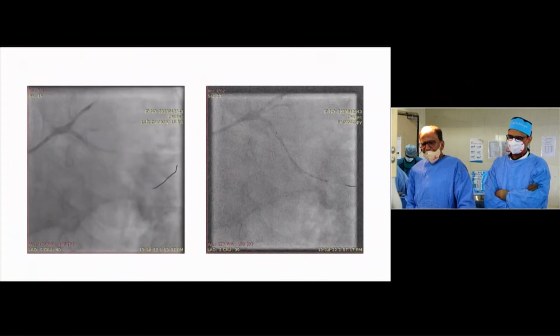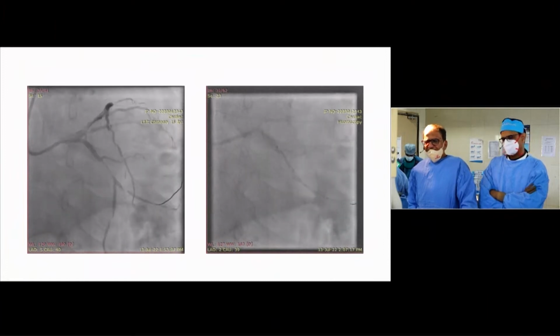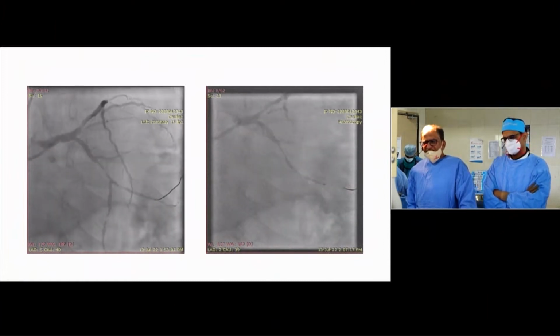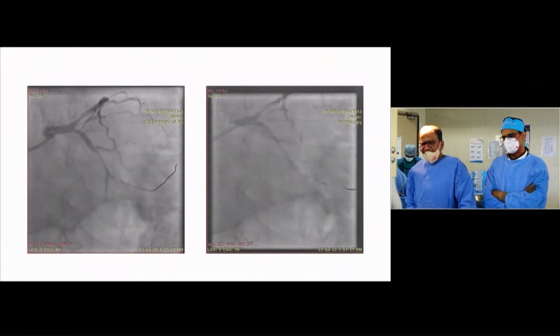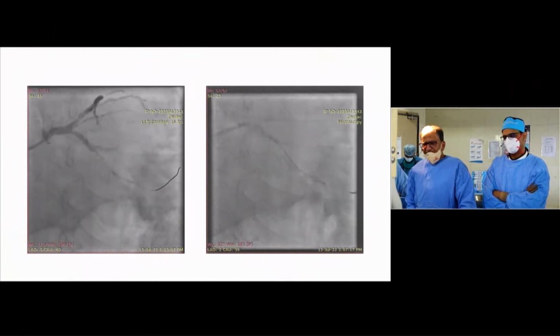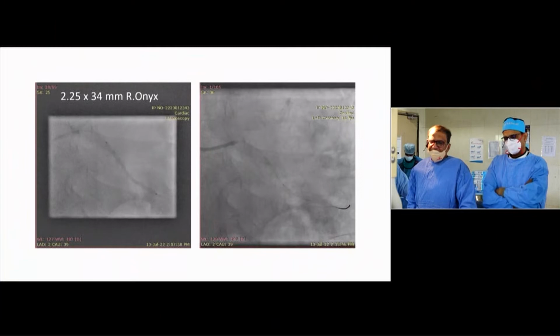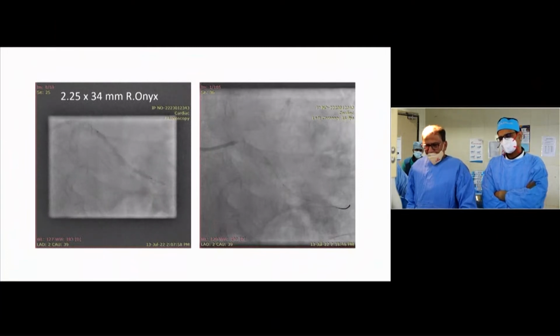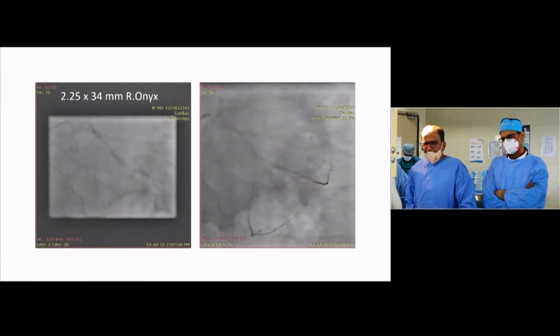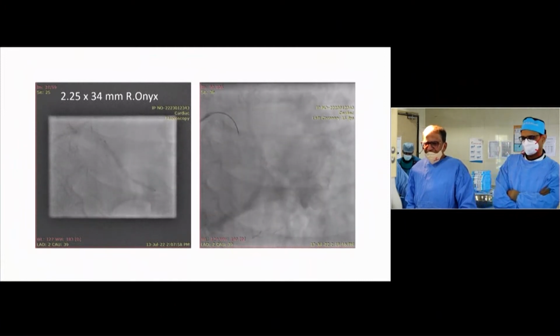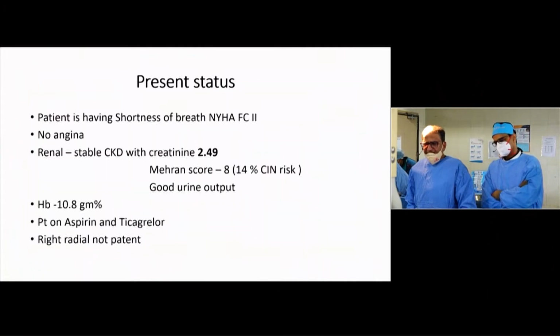Next. So these are primary PCI pictures. We crossed with a Cyan blue wire. Here we pre-dilated with a 1.5 and 2 millimeter balloon. It's a very large vessel, you can see that. And after pre-dilatation, we used an Onyx stent here, 2.5 into 38. Next. Yeah, 2.25 into 34. And this is the balloon dilatation. Next. And this is the result we got with TIMI 3 flow. So post-procedure the patient was kept in hospital for the next 2 days, and though there was further worsening of creatinine, he didn't need dialysis and he was sent home.